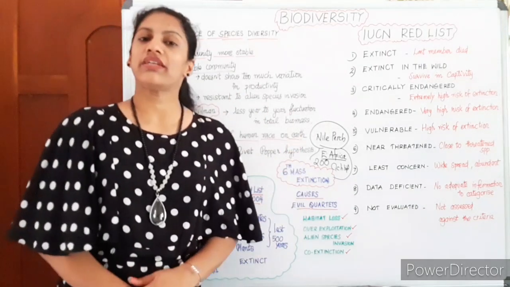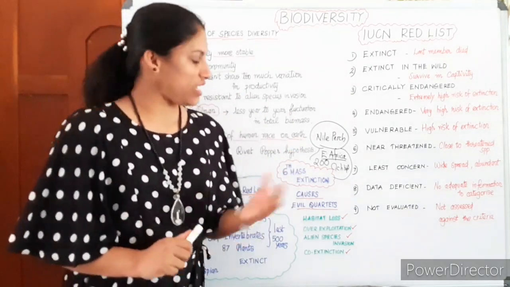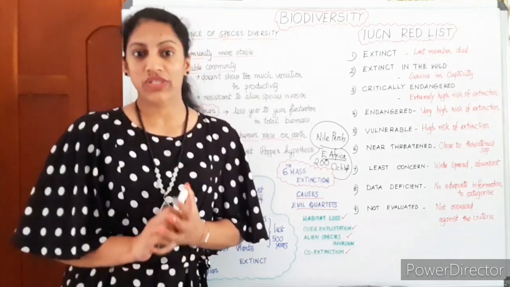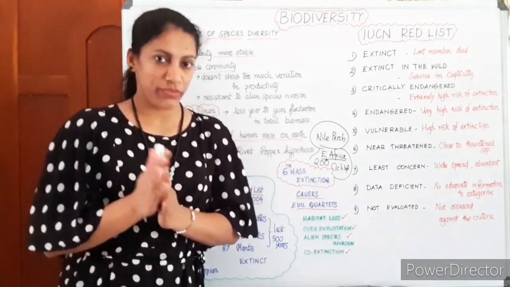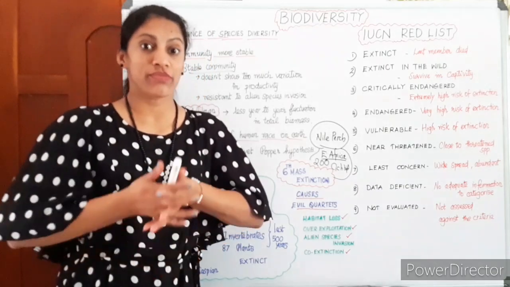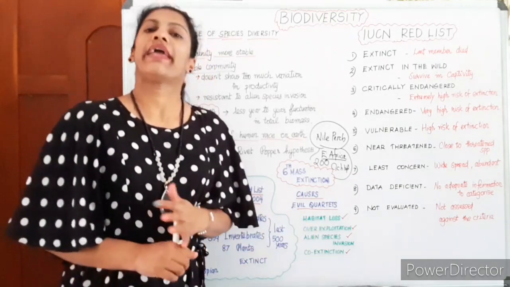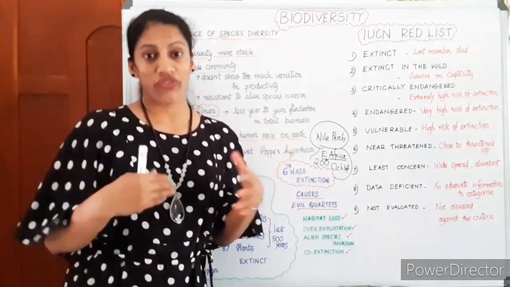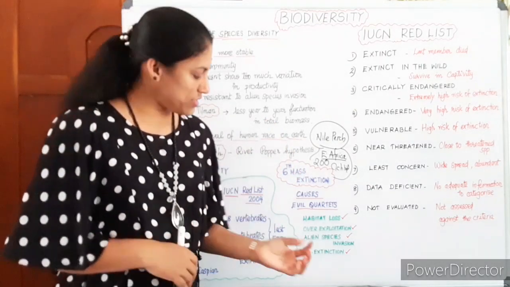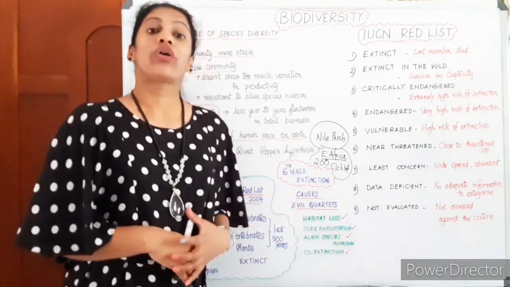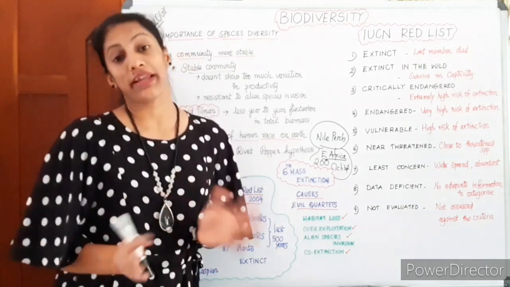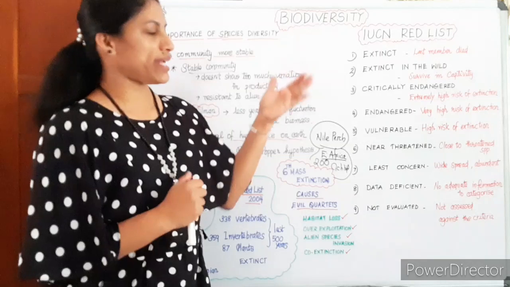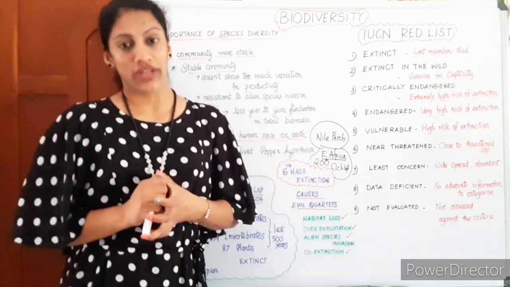The four major reasons for loss of biodiversity: first one, habitat loss and fragmentation. Second one, overexploitation by human beings, when our need becomes greed, we can say. Then alien species invasion, of other species to a new land or water. Then co-extinction, extinction of interdependent species. We can move to the next section, the IUCN Red List.